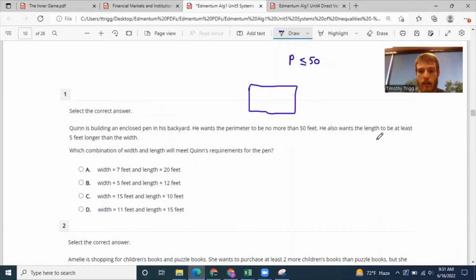He also wants the length to be at least 5 feet longer than the width. Okay, so here's the length and here's the width. Okay, so we want the length to be at least 5 feet longer than the width. So he wants the length to be greater than or equal to the width plus 5. Okay.